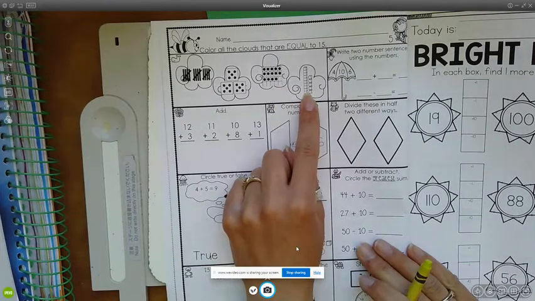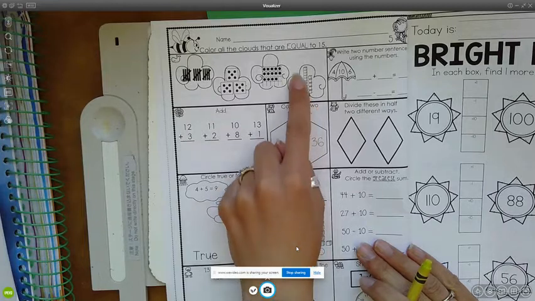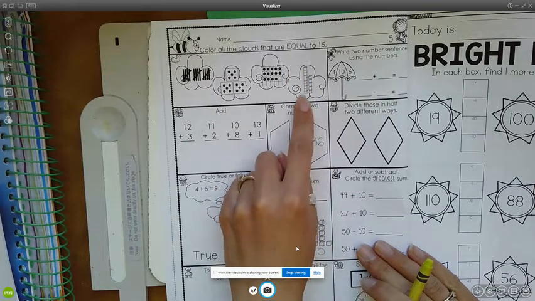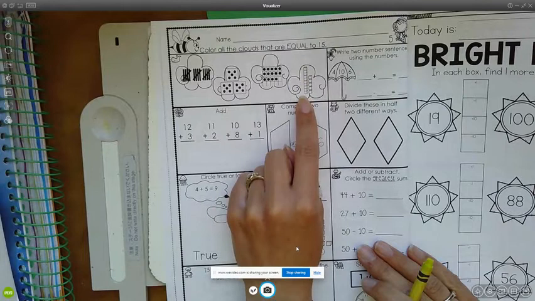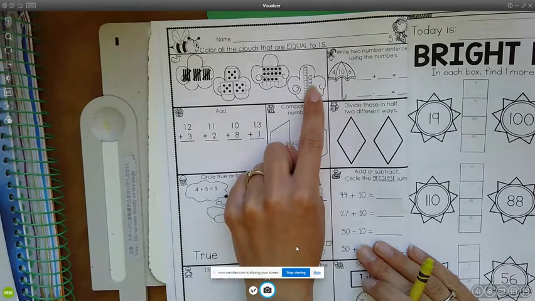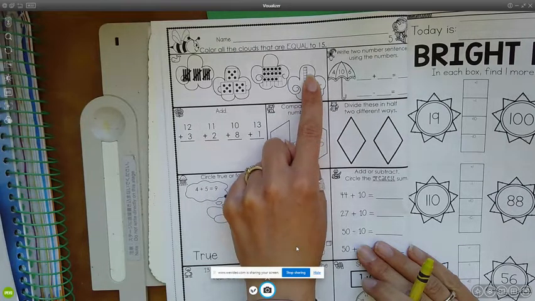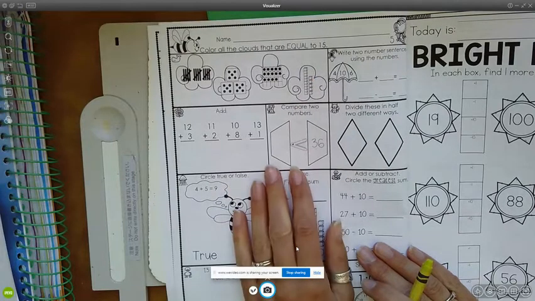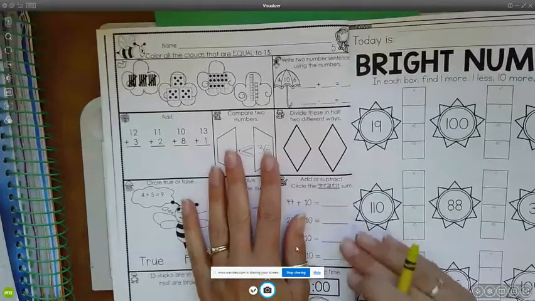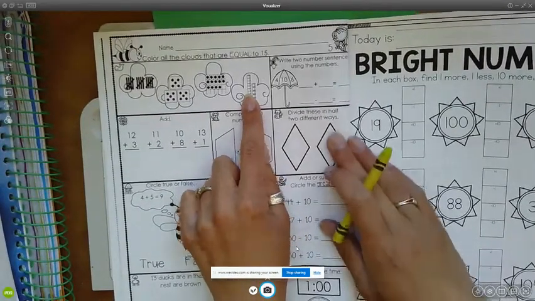No. How about this cloud? I know this is a base 10 block and that there are 10 blocks here. So 10, 11, 12, 13, 14, 15. There are 15 in that cloud. Color in your cloud.